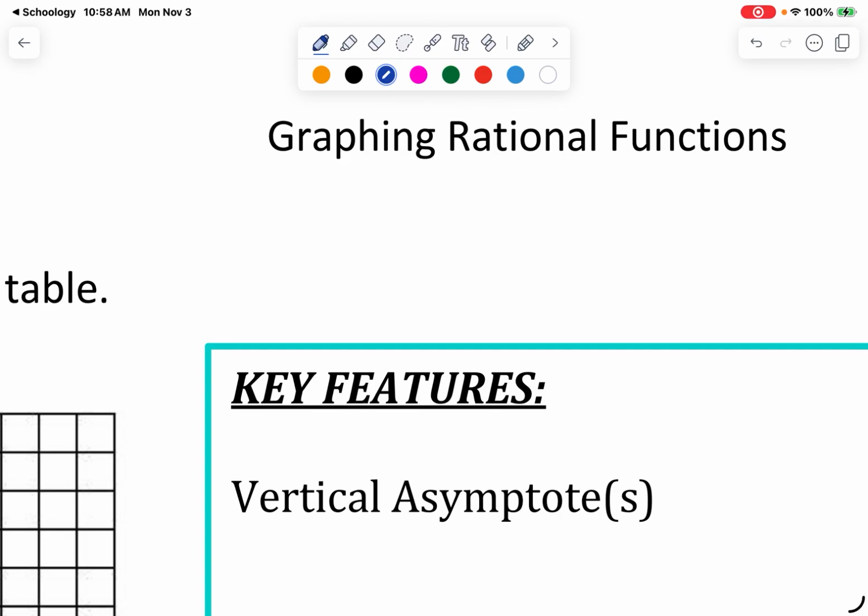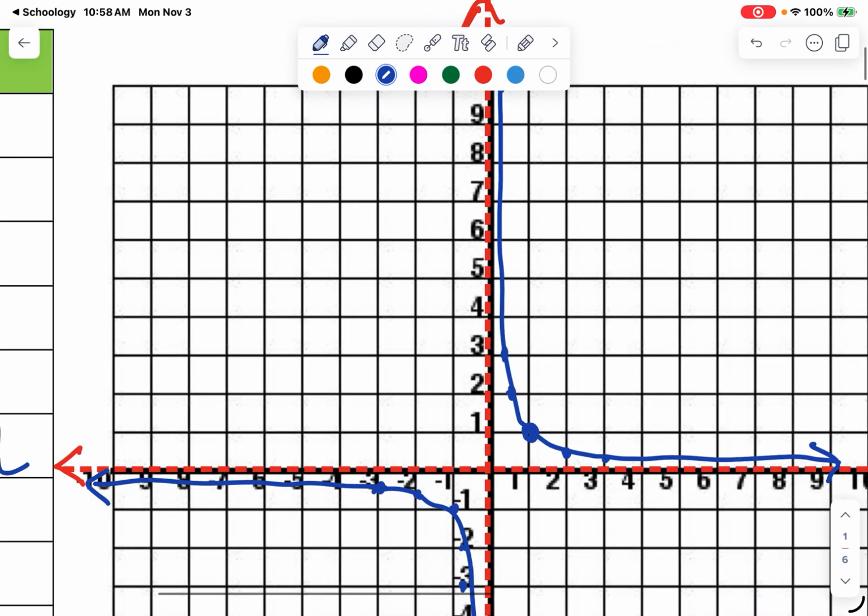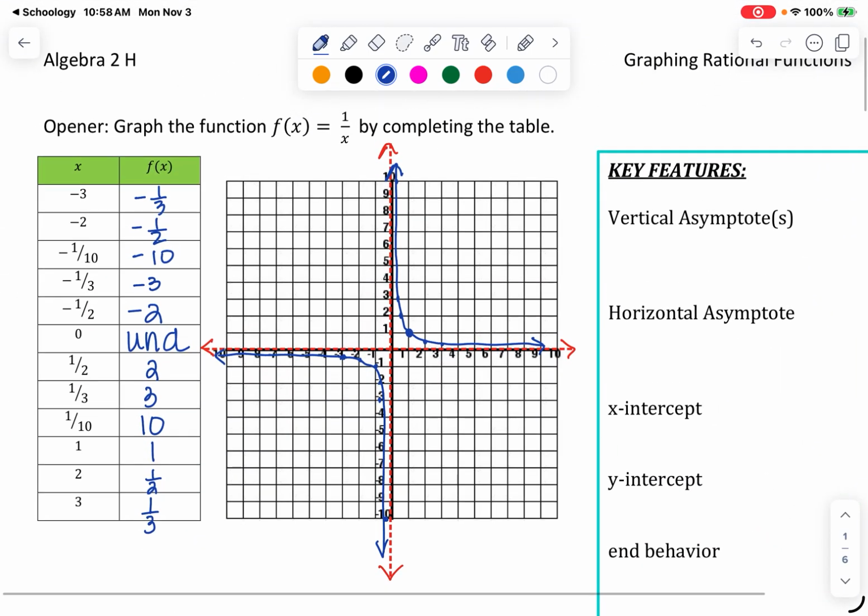All right, so welcome to the graphing rational functions video. You can go ahead and start by pausing the video and then graphing the function to the left. All right, you should have graphed a rational function f of x equals 1 over x using the table, graphing the points. So you can go ahead and check yours versus mine.